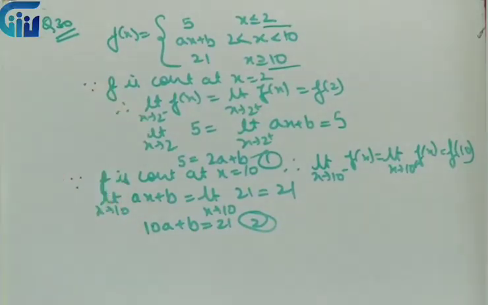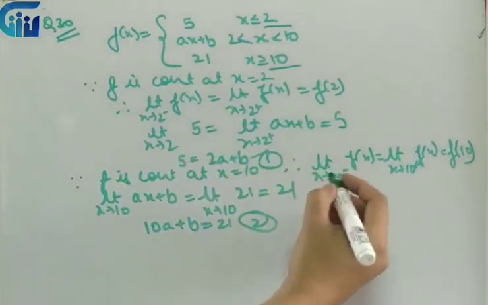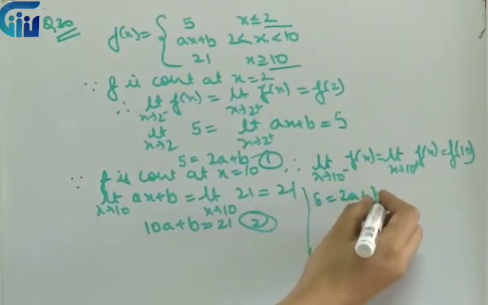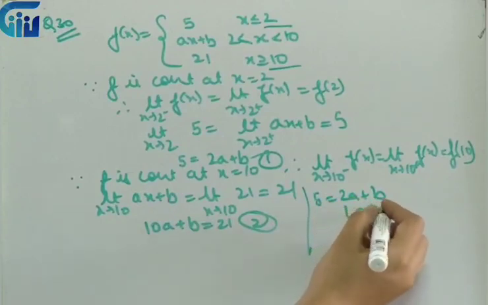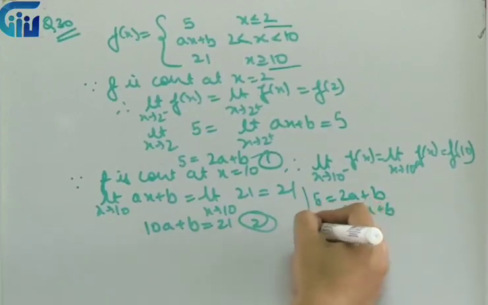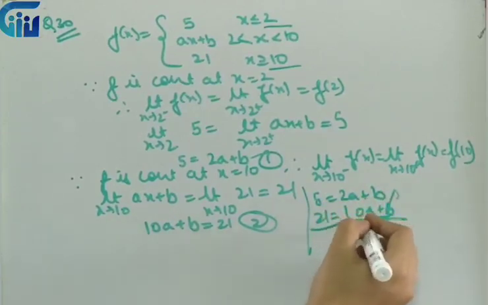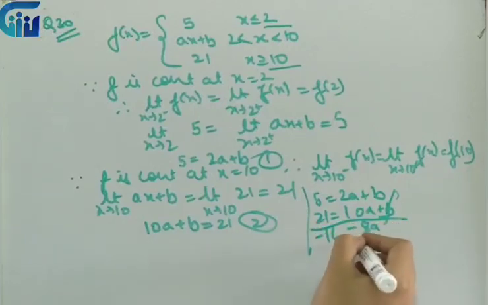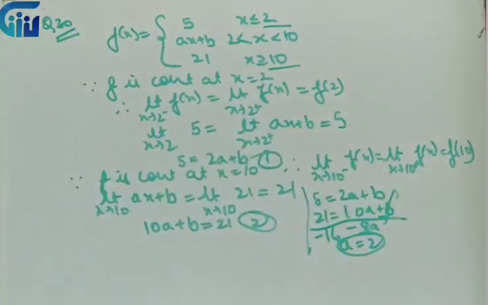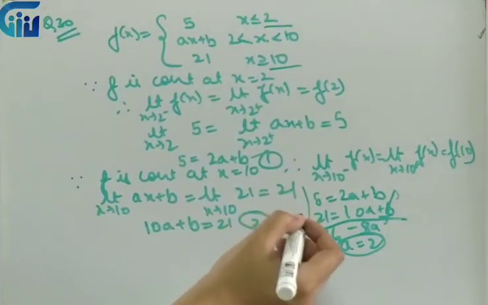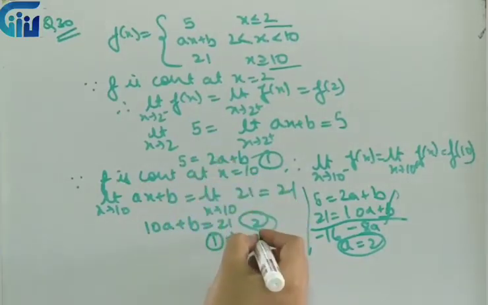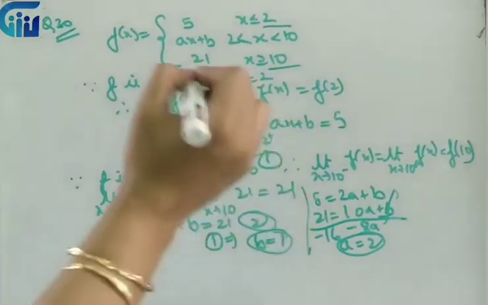So now when we have equations 1 and 2, we can solve it as a linear equation in 2 variables. So I'll just write it over here. So this is 5 is equal to 2a plus b, and 10a plus b is equal to 21. So subtracting, what will I get? This is minus 8a, and this will be minus 16. So a is equal to 2. If I put the value of a as 2 in equation 1, what will I get? 2 into 2 is 4. So b is 5 minus 4, that is 1.